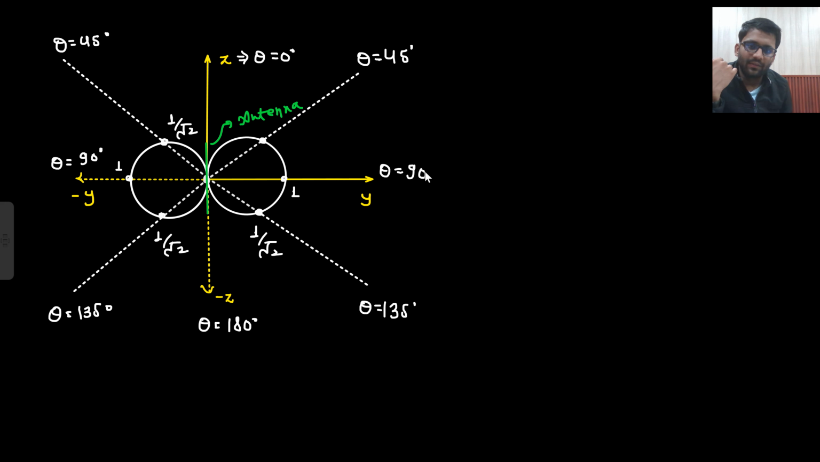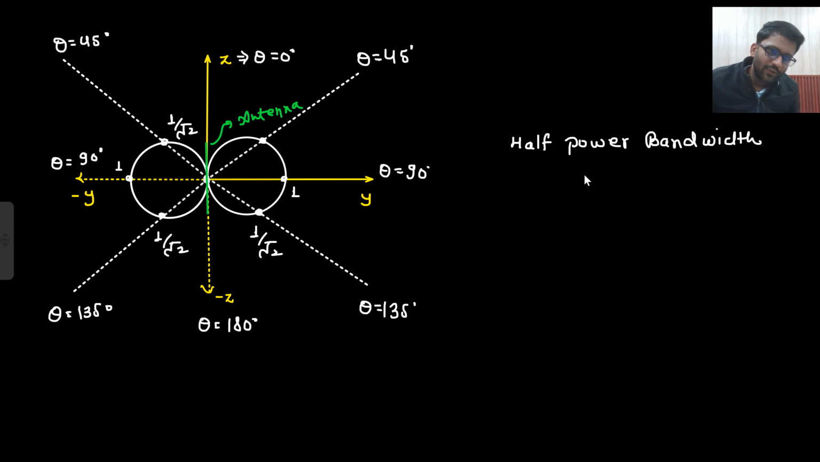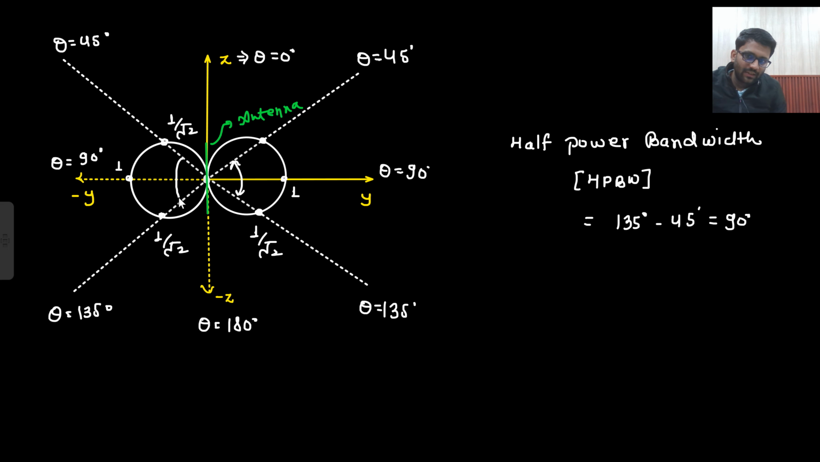45 degree, 90 degree. So the terms are half power bandwidth. After this, I will always write half power BW, half power bandwidth. What is that? The angular distance between half power points. So half power points are 45 degree and 135 degree. So half power bandwidth is 135 degree minus 45 degree, that is 90 degree. You can call this half power bandwidth as well. 135, 45, that is also 90 degree. Here also it is 90 degree.